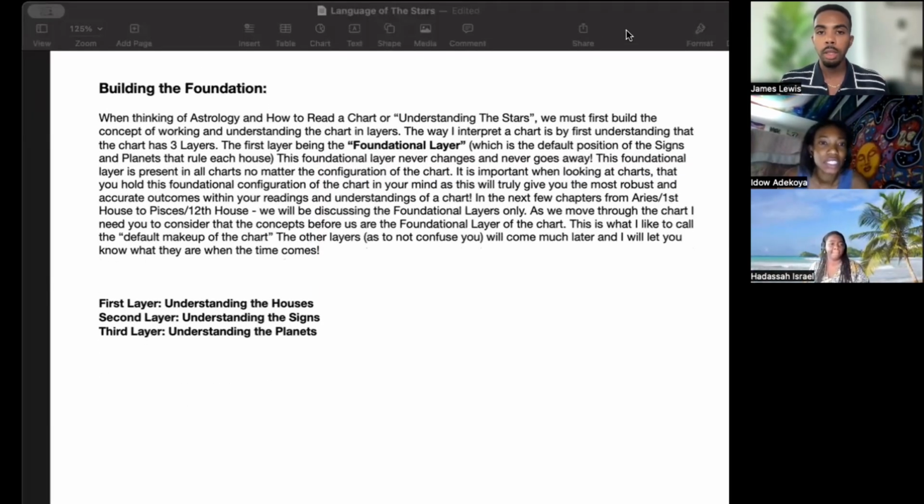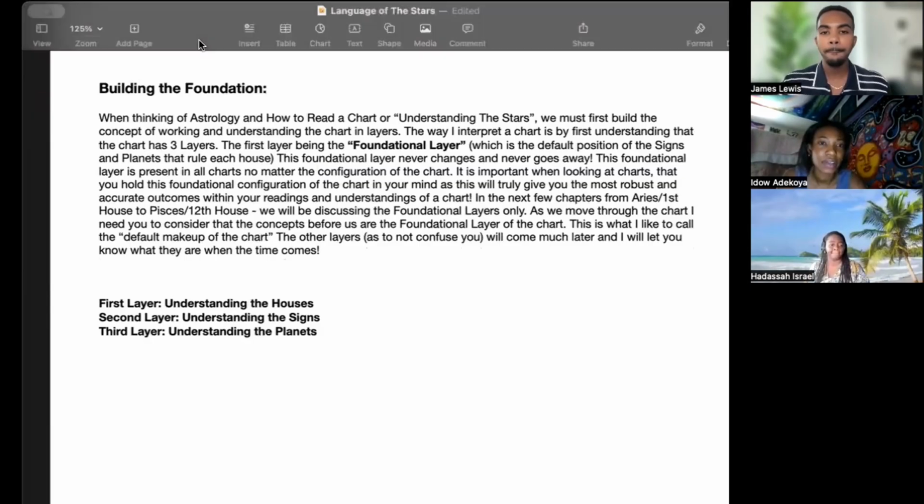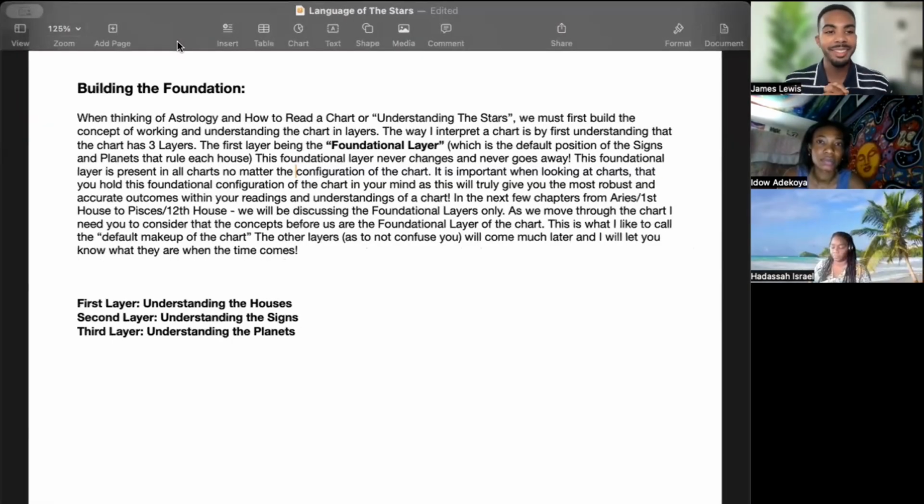Building the foundation, and this first layer, second layer, third layer. Amazing. Okay, great. We are in the game. Okay, so let's go ahead and get started.